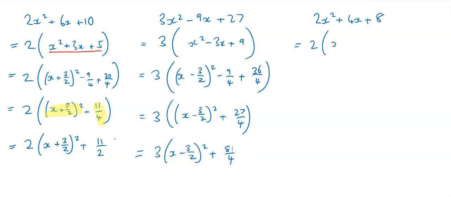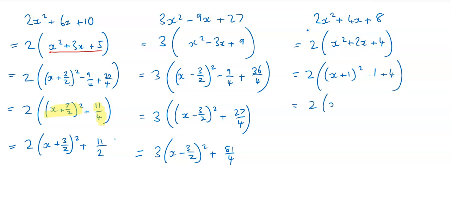We factor out 2x squared plus 2x plus 4, which gives 2x plus 1 squared minus the 1 plus 4, which gives 2x plus 1 squared plus 3, which gives 2x plus 1 squared plus 6.